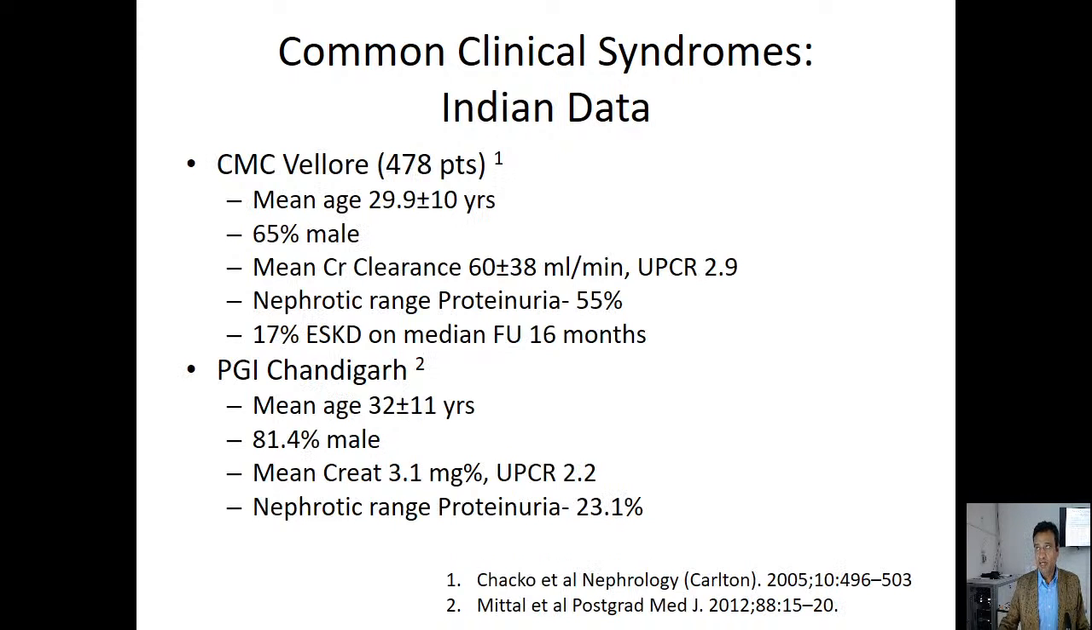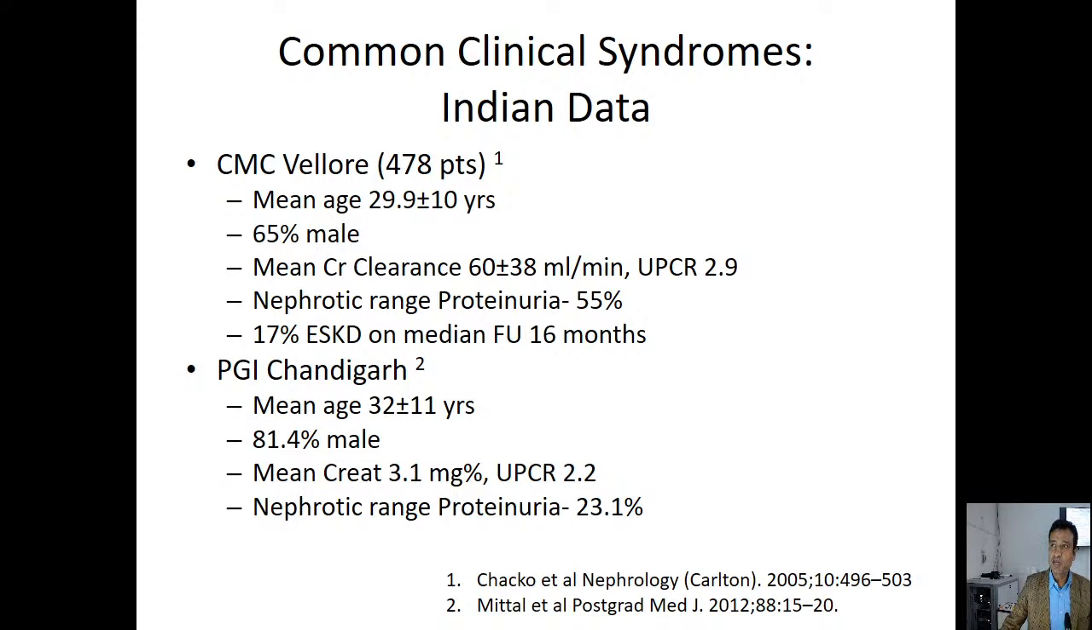What are the data from India? Well, the first reported cohort is around a 15-year cohort from CMC Vellore, which looked at a mean age of 30 years. Again, male preponderance with 65% being males. If you note, the GFR or the creatinine clearance reported in this study was much lower. It was 60 as opposed to around 80s. So again, highlighting the late stage in which we pick up the disease. And the other notable difference is higher urinary protein creatinine ratio of around 2.9.